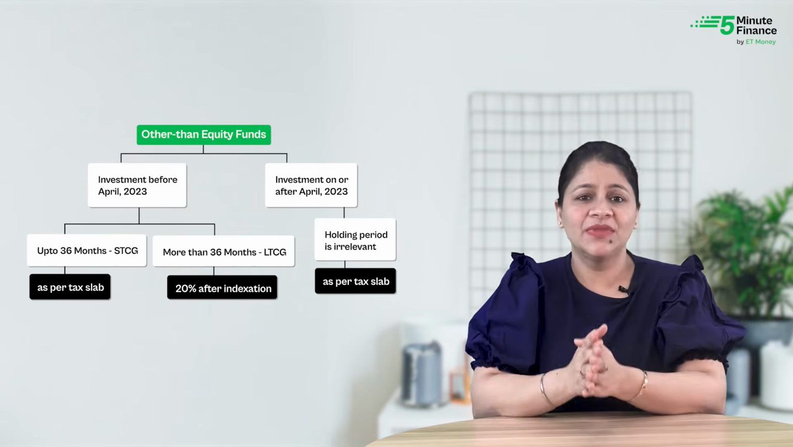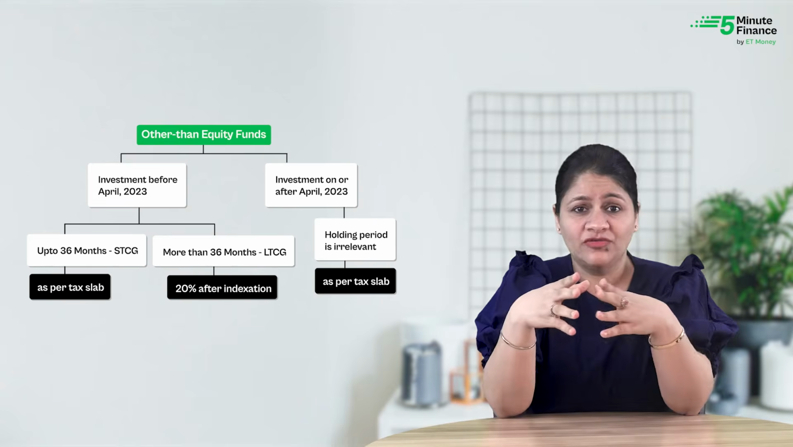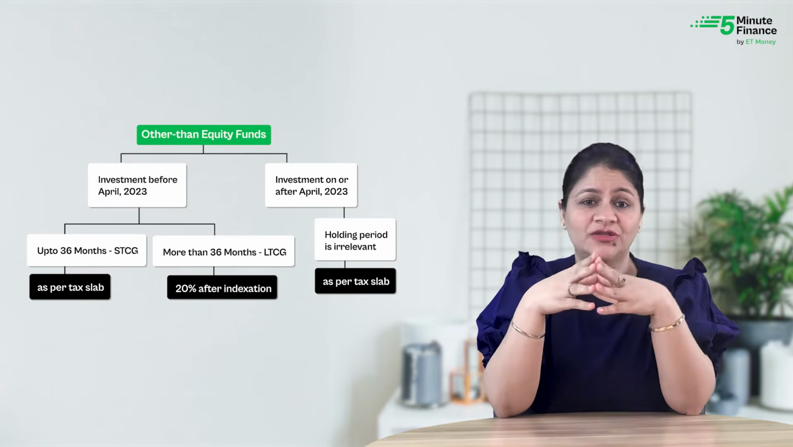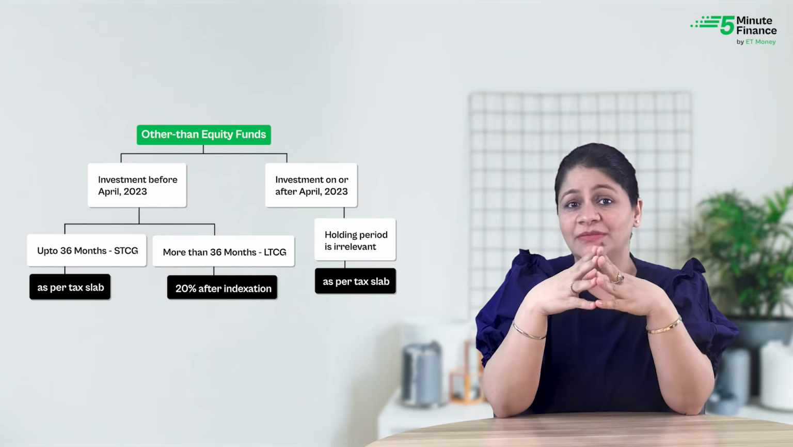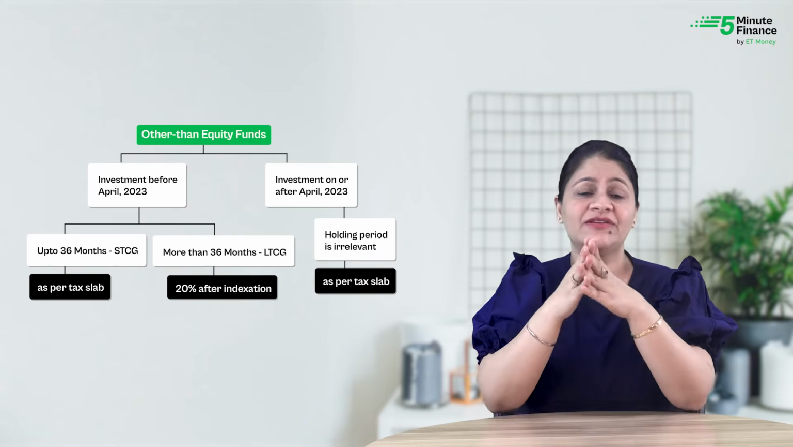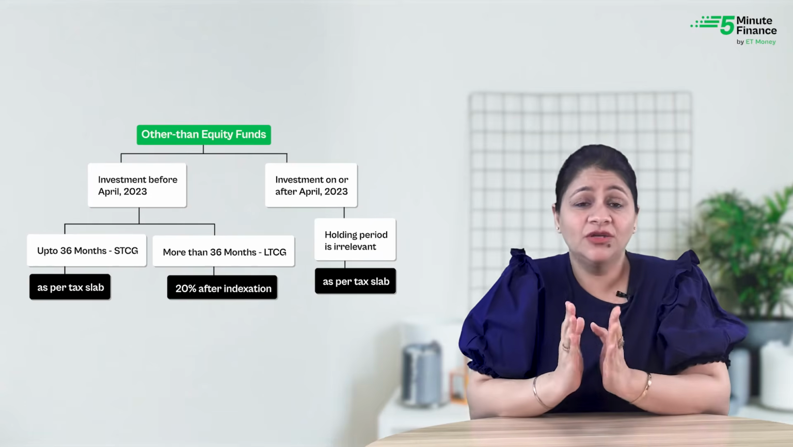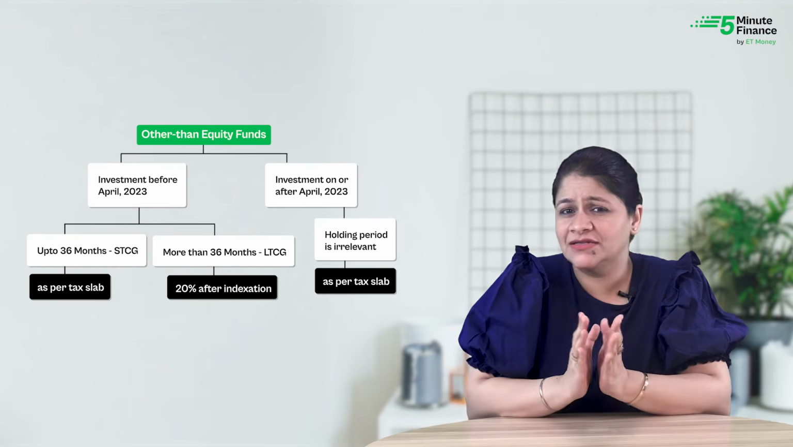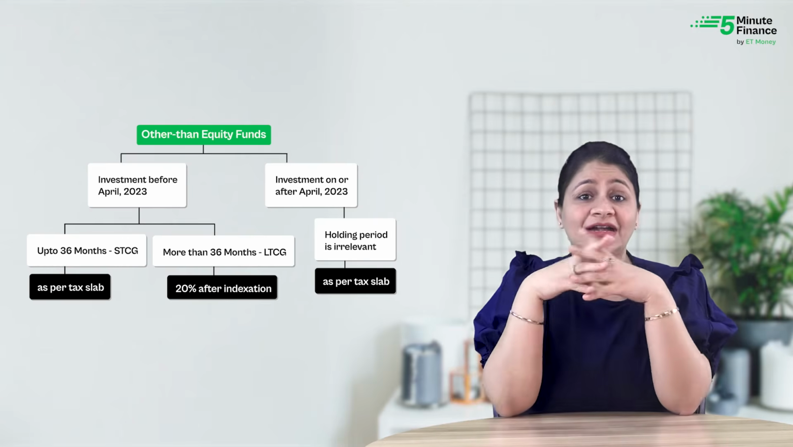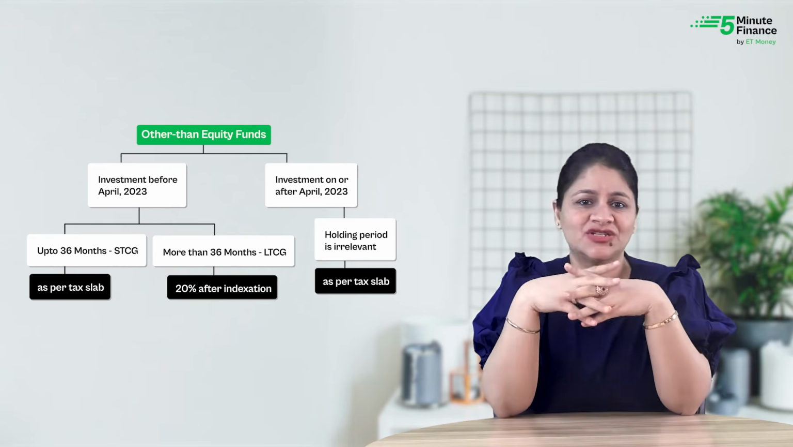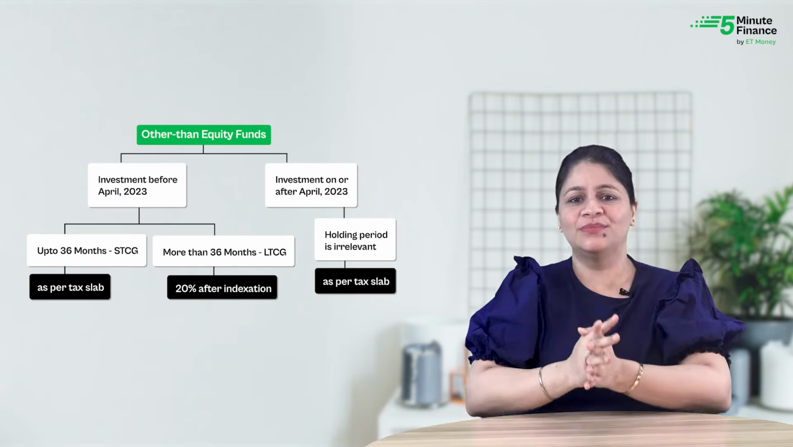So to be clear, investment made in debt mutual funds before April 1, 2023 will enjoy the earlier tax treatment till redeemed. This means if there is a long-term capital gain where you held the investment for at least 36 months, it will be taxed at 20% post-indexation. Let's understand this with an example.